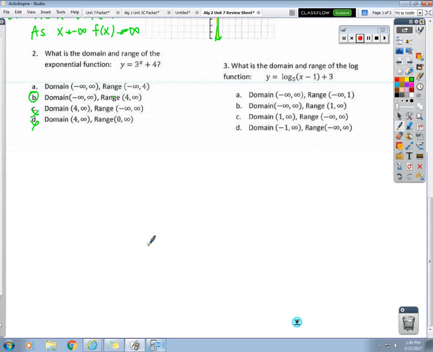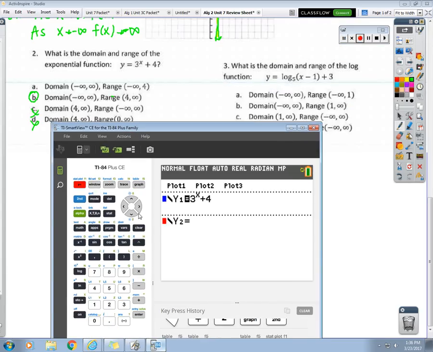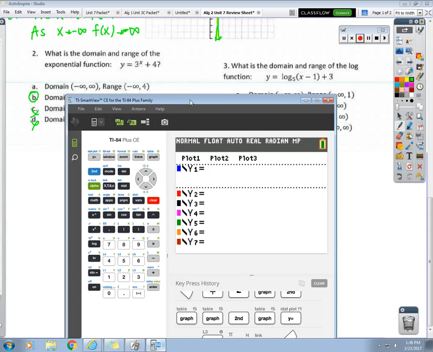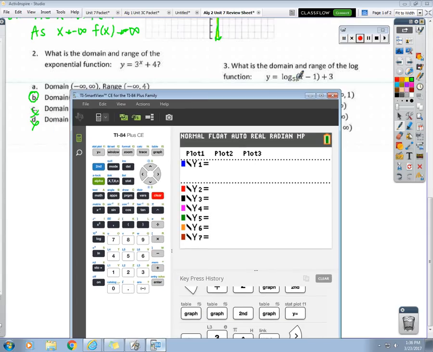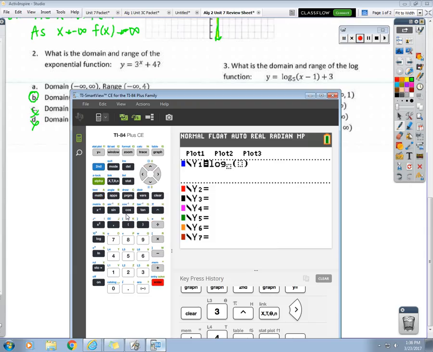Okay, so let's try to do this one without the rules, and then we'll graph it to confirm it. What kind of shifts are we going to see on this graph? Okay, and just for practice, to make sure you know how to type it in, how do I type in log base 5? Math. And then log base 5 of x minus 1 plus 3.